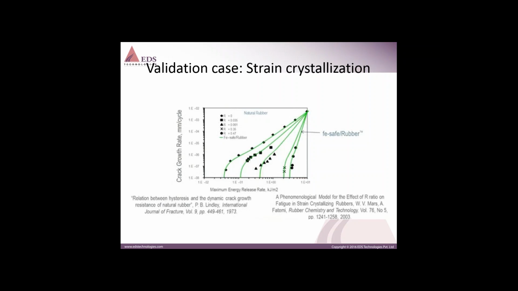You can see that at R equal to 0, there is the fastest rate of crack growth, and if R increases, the rate drops off. You can also see that there is a good correlation between the literature results and those of FSAF Rubber. FSAF Rubber simulation results are in green color, whereas the literature results are also highlighted.